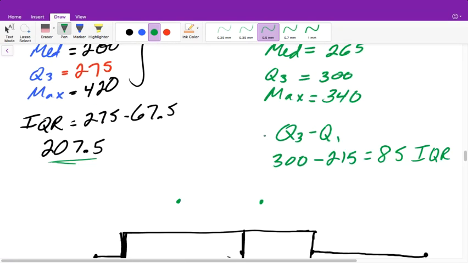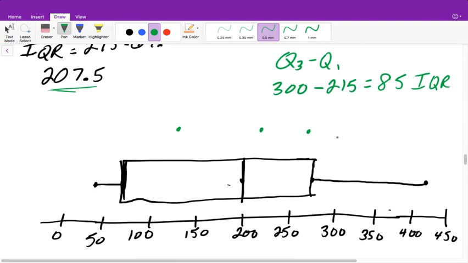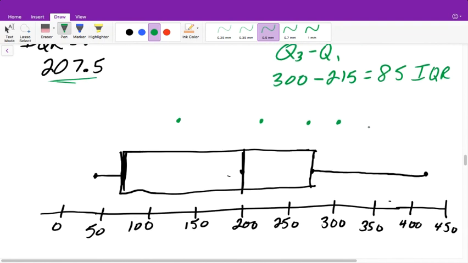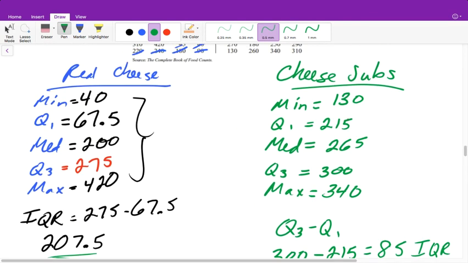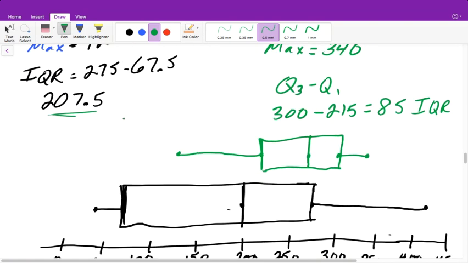So there's 215, and 265 is right after that. 300, nice and easy. And then 340, so right before the 350. Right, then the 3 numbers in the middle, we will connect our box. Then we draw a line going down our median, and then we connect the furthest points. So there's our box and whiskers. So it says draw them on the same number line, and that's what we did here.